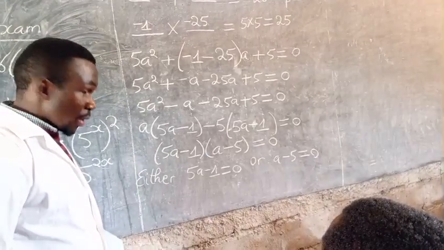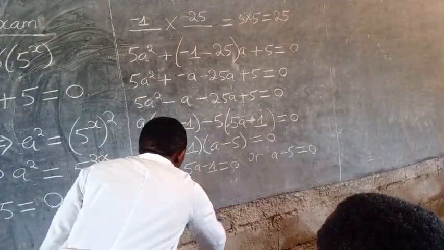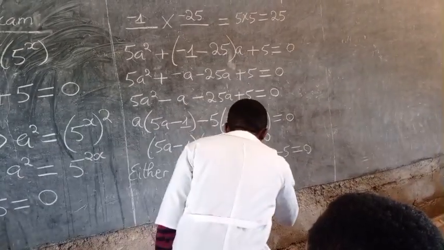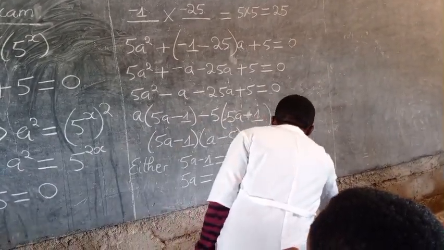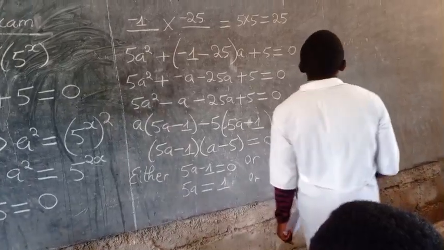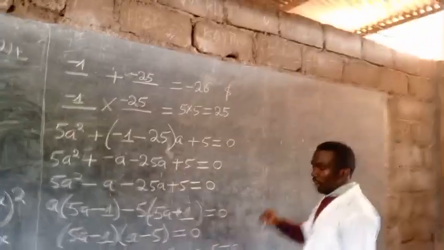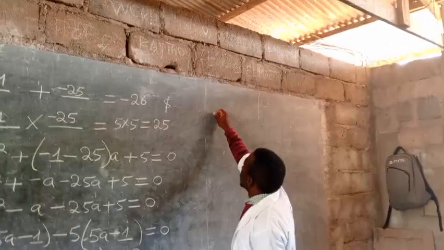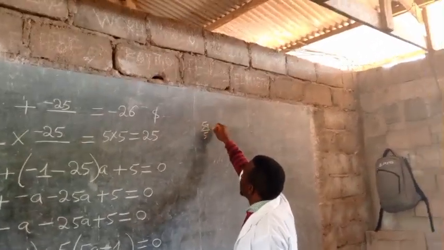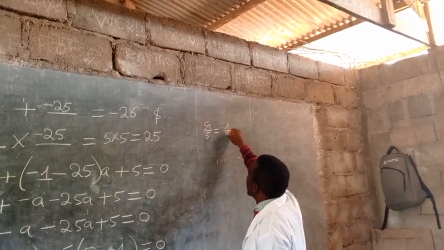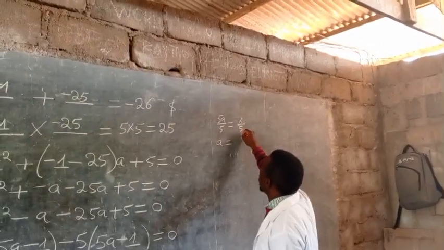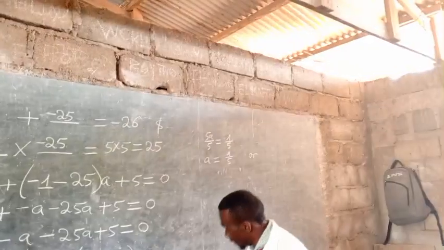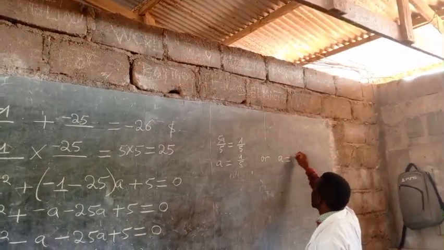Of which we have to solve for a. If we make 5a the subject, 5a will be equal to positive 1, or this other case, a will simply be equal to 5. Right? Let's continue this way. Here, if we divide both sides by 5, what will be a? 5a divided by 5 is equal to 1 divided by 5. a will simply be 1 over 5. Or for this other case, a is equal to 5. So we write it by the side.